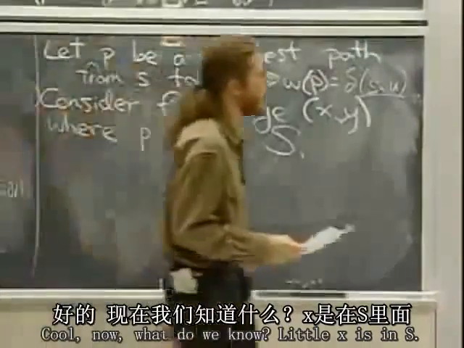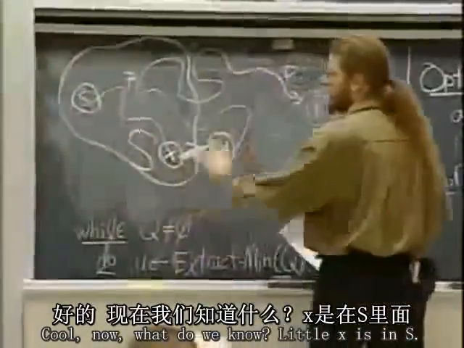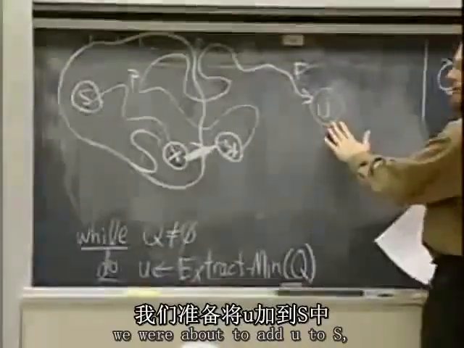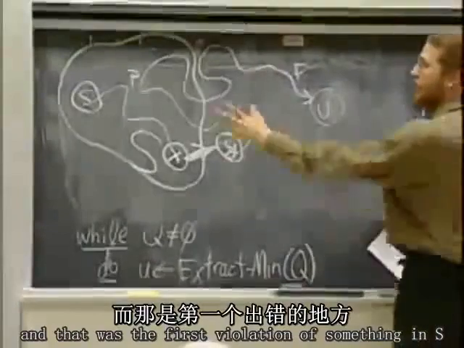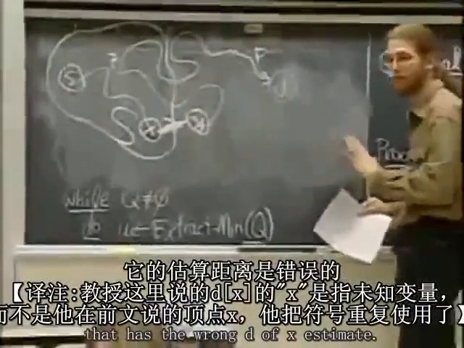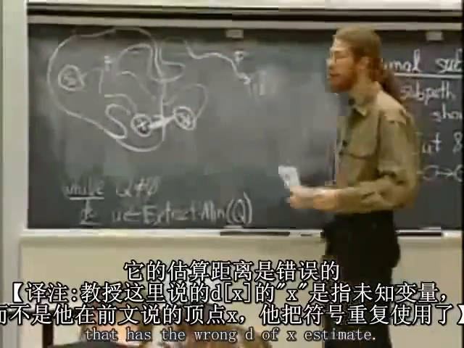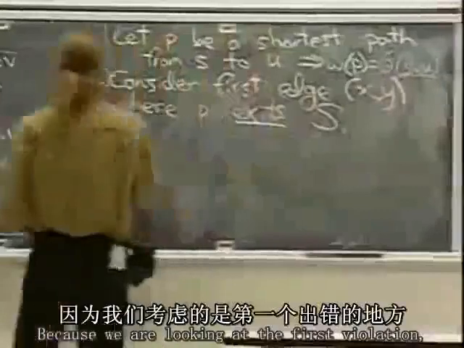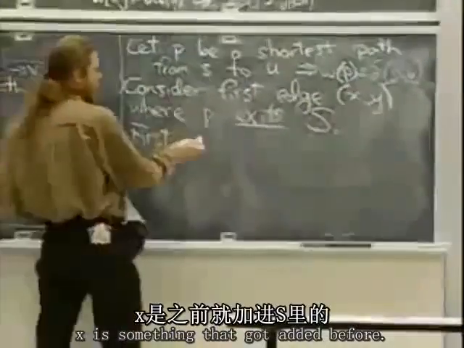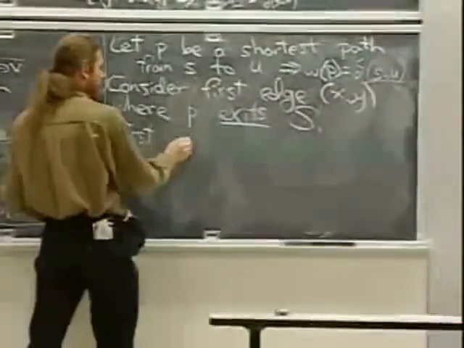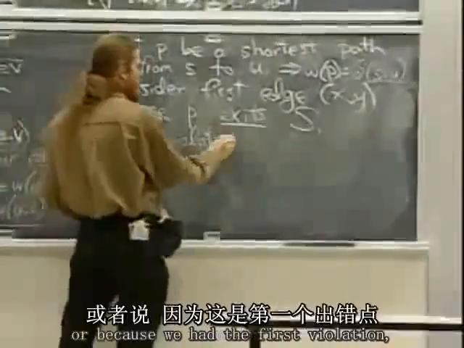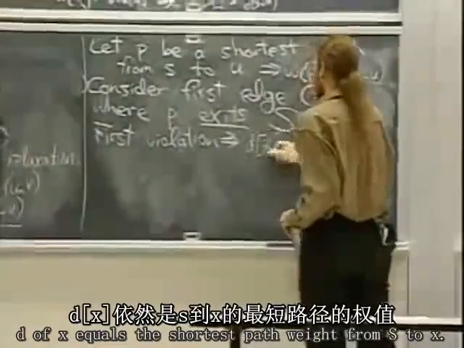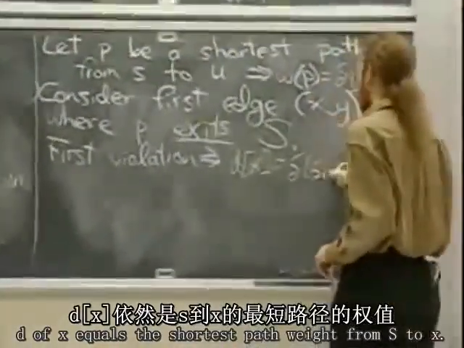Now, what do we know? Little x is in S, so it has the right answer. Because u, we were about to add u to S, and that was the first violation of something in S that has the wrong d of u, or d of x estimate. So d of x equals delta of s comma x. Because we were looking at the first violation, x is something that got added before. So by induction on time, or because we had the first violation, d of x equals the shortest path weight from s to x.